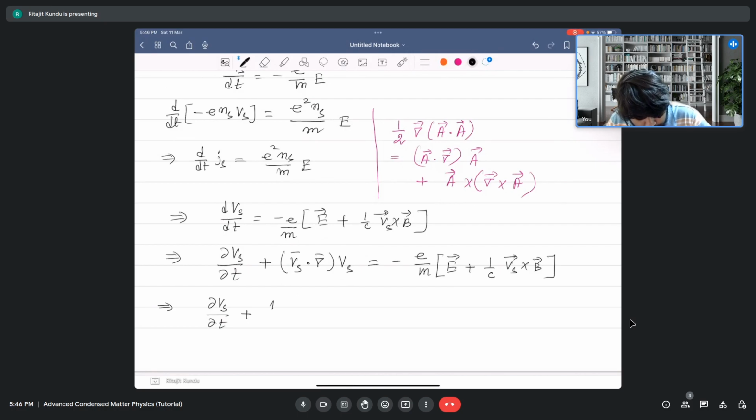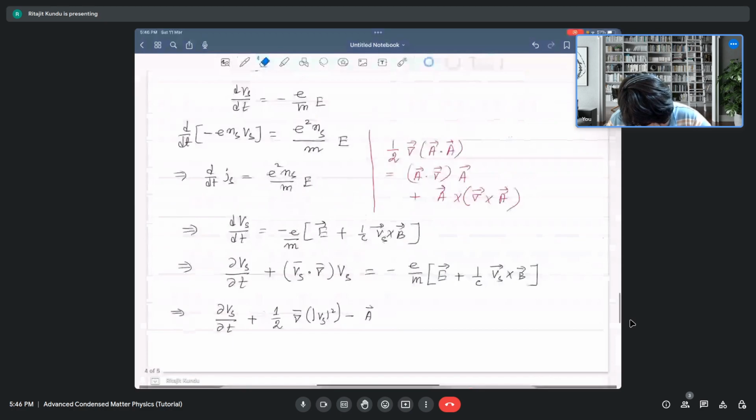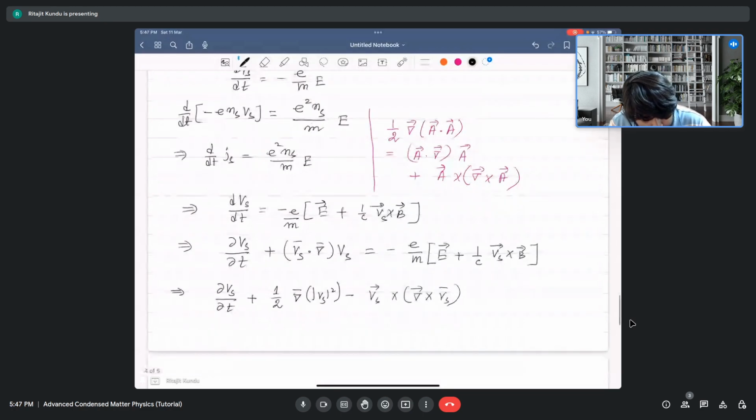So this will be half grad a, let's write it as a mod square minus, okay, so this was not a, this was just my Vs, minus Vs vector grad of Vs, right? And the right hand side is same.